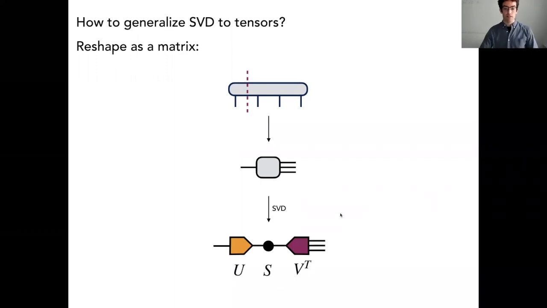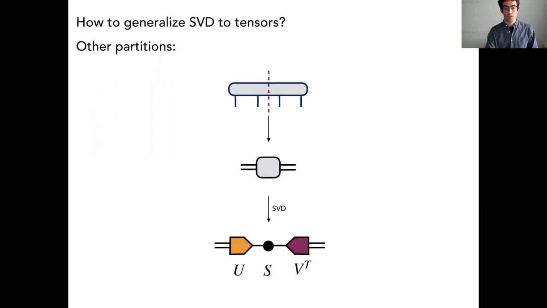And then I throw that into the SVD, and I get a U, an S, and a V. So I can do that. But that was not a very tensor thing to do. I just forced it into being a matrix, right? I could have done this. I could have partitioned it there and made these the row indices and these the column indices, okay? Or I could have done this one, right?